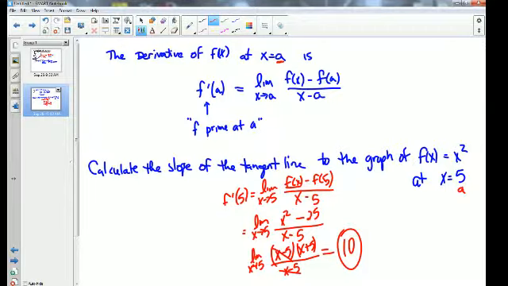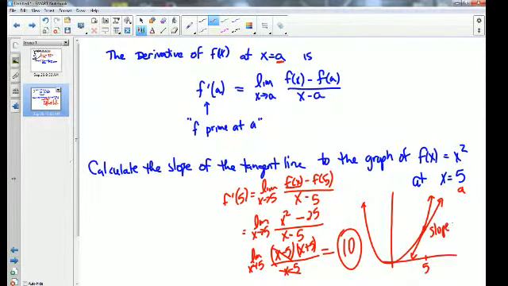Let me draw you a picture. It's just going to be a sketch. Okay, here's x squared, right? I think it'll help some of you. If x is 5, the slope of that line is 10. Okay?